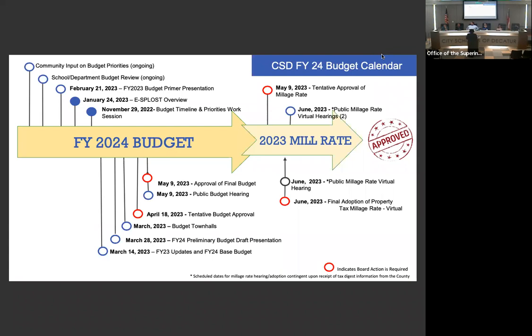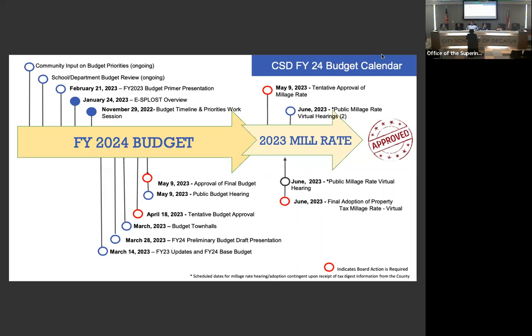The finance department is working with departments and schools in preparation of the fiscal year 24 budget. In March, I will present updates to the fiscal year 23 budget and the fiscal year 24 base budget. At March work session, we will review the fiscal year 24 budget and various options based on the priorities of the board. We will also have multiple town hall meetings in March. At April's board meeting, the tentative budget is scheduled to be approved, followed by a public hearing in May and tentative approval of the millage rate. Initial approval of the budget is scheduled for May board.